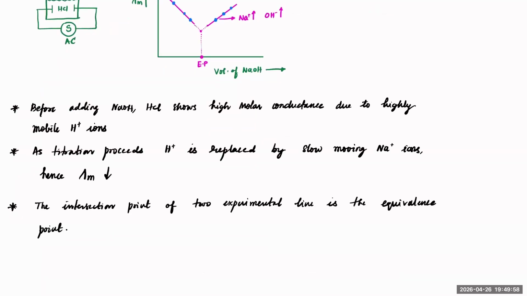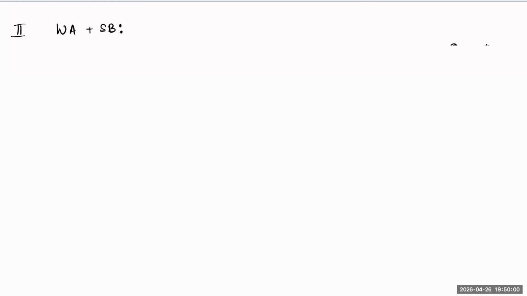And next, notice how the weak acid and strong base graph works. Now let's focus on this part. What do you mean by weak acid and strong base? This time, while titrating, the solution we have here is a weak acid, let's say HAc. And on top of it, we are adding NaOH. And electrodes are here to measure the molar conductance. Correct.